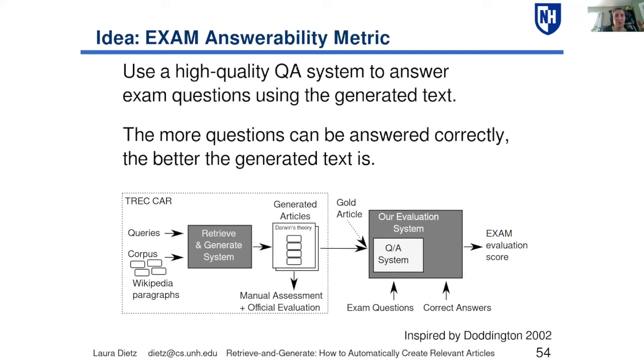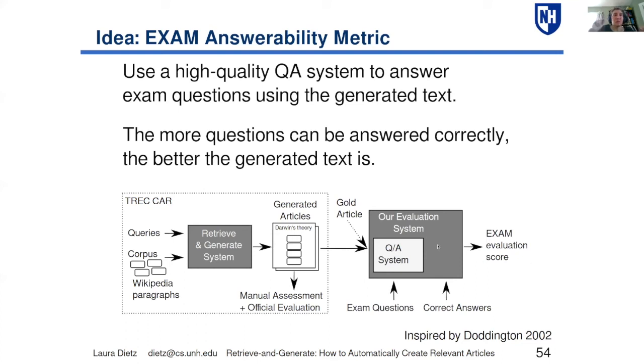So this is not about using any best QA system. It's also not work that evaluates a question answering system. If you have a good question answering system and you can separately measure how good it is, you can use it as part of the evaluation system with exam questions to say, how good is this article? Then you can see what the question answering system answers and whether these answers are any good. If they're good, then this goes into the exam evaluation score.